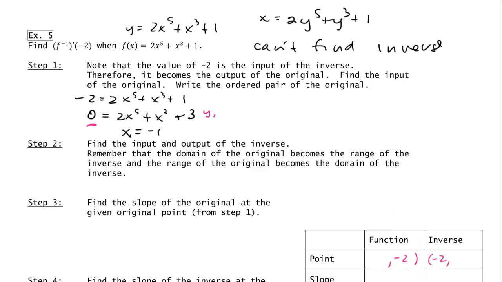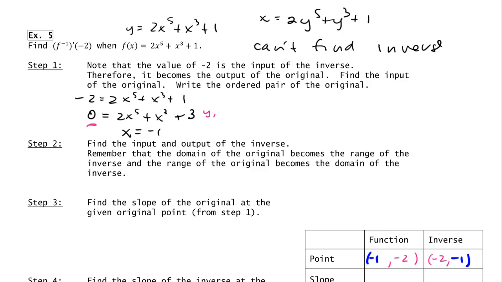So what we just did is we have the output of the function is negative 2, and we wrote it here. Now I know the input of my function, which is all I have access to, is negative 1. So now I can write negative 1 right here. Remember, the inverse and the function switch domain and range. So then if the input of the function is negative 1, the output of the inverse is negative 1.